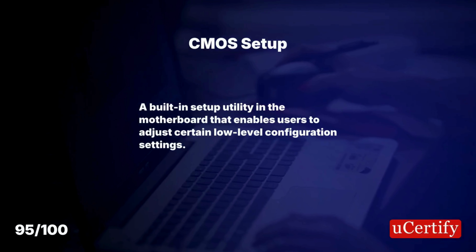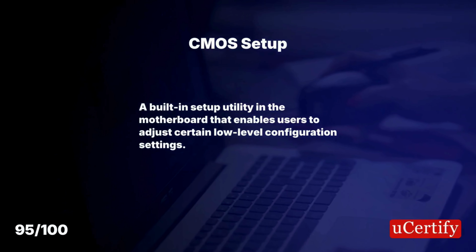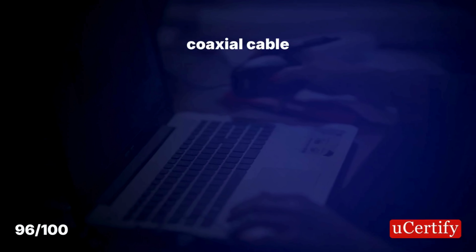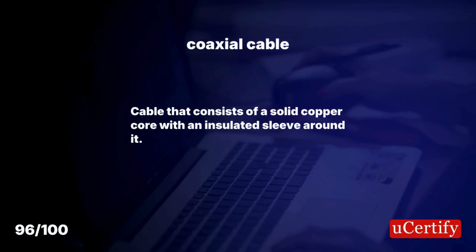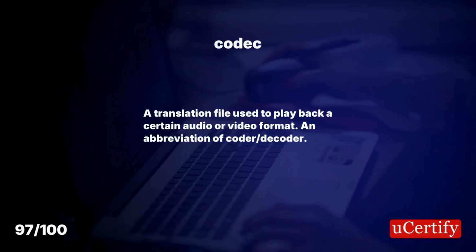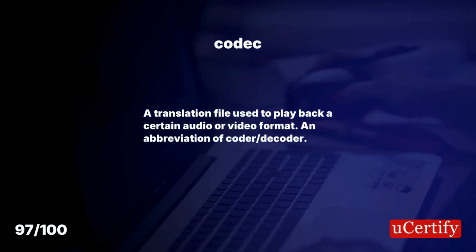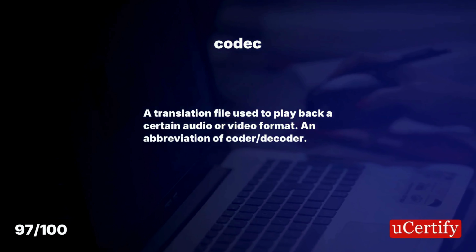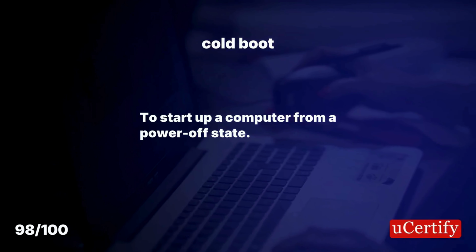Term: CMOS setup. Definition: a built-in setup utility in the motherboard that enables users to adjust certain low-level configuration settings. Term: coaxial cable. Definition: cable that consists of a solid copper core with an insulated sleeve around it. Term: codec. Definition: a translation file used to play back a certain audio or video format, an abbreviation of coder-decoder. Term: cold boot. Definition: to start up a computer from a power-off state.